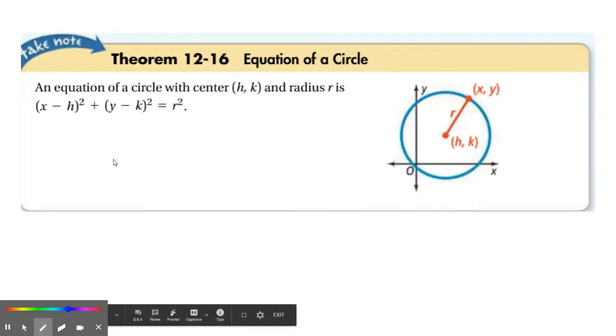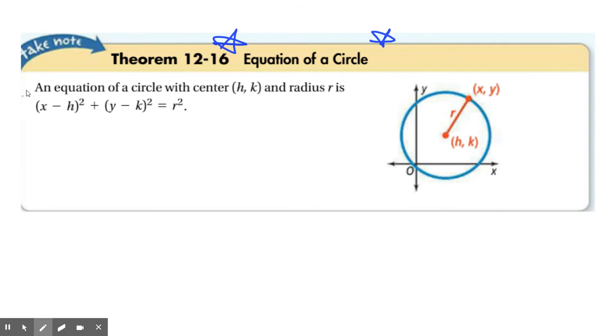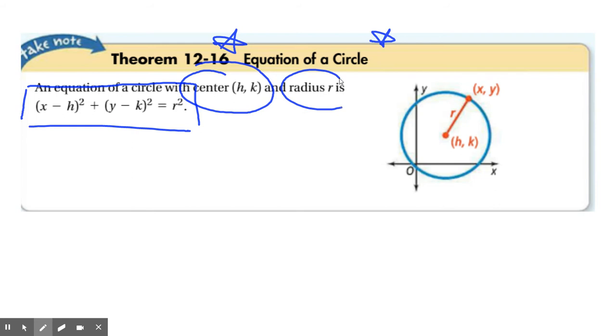All right, huge one. Biggie. I feel really bad that we did not get to this. The equation of a circle. This is the equation of a circle: x minus h squared plus y minus k squared equals r squared. h and k are your center and your radius is r.